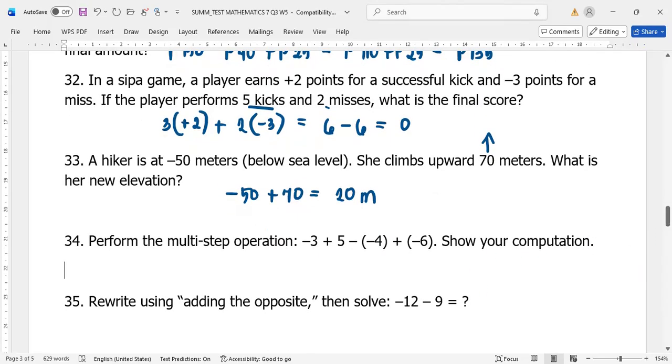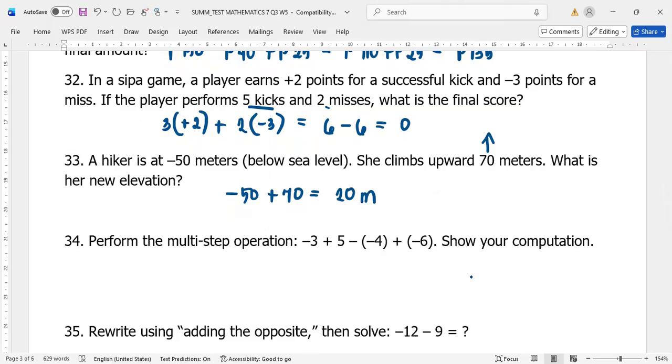Perform the multi-step operation. So we get negative 3 plus 5 minus negative 4 plus negative 6. So let's solve it from left to right. Negative 3 plus 5, that is positive 2. Minus negative 4, two negatives, that is positive 4. Positive and negative, that is negative 6. So 2 plus 4, that is 6. Minus 6, that is equal to 0.